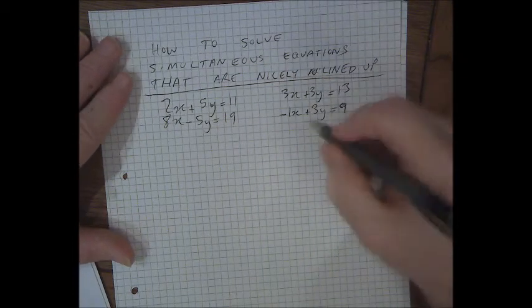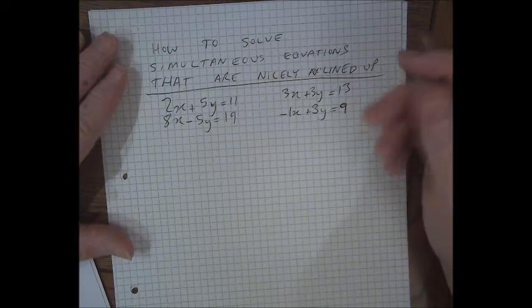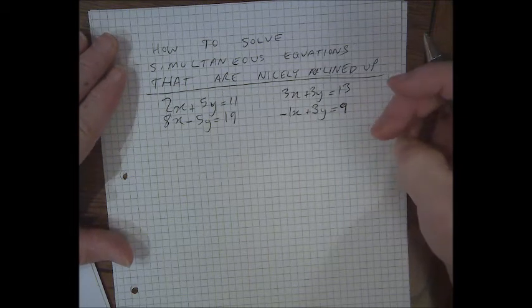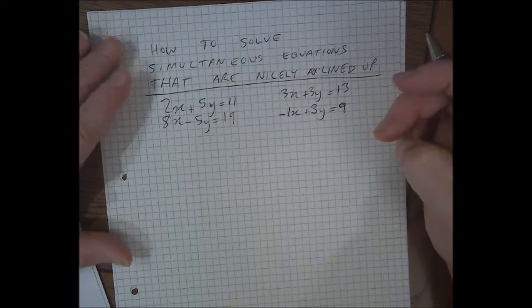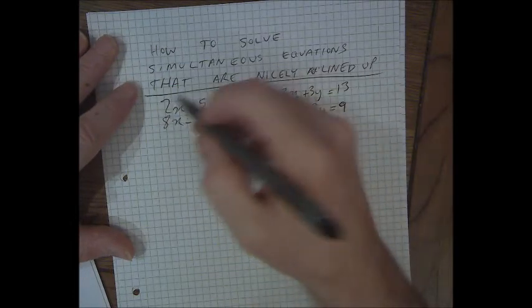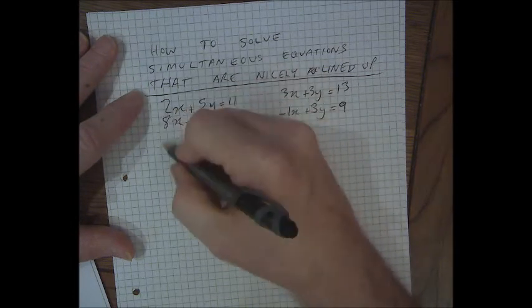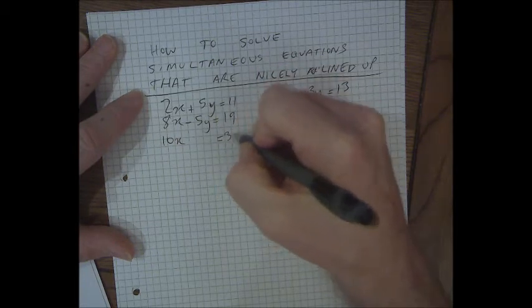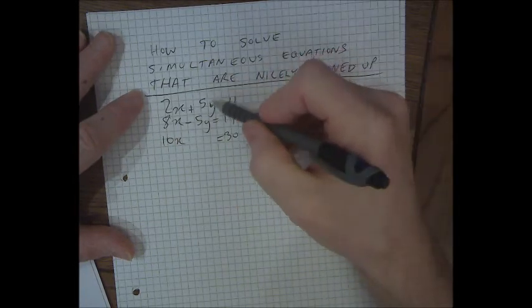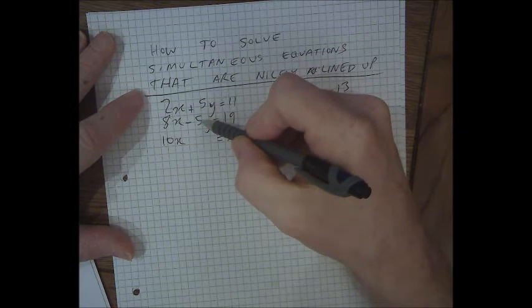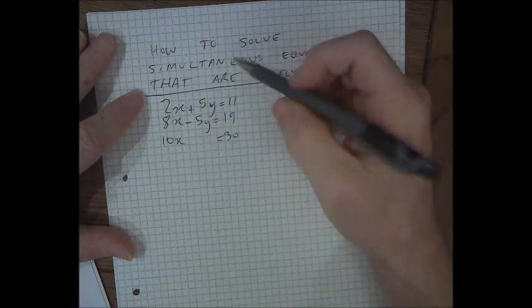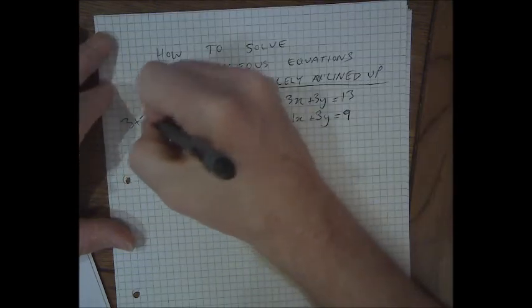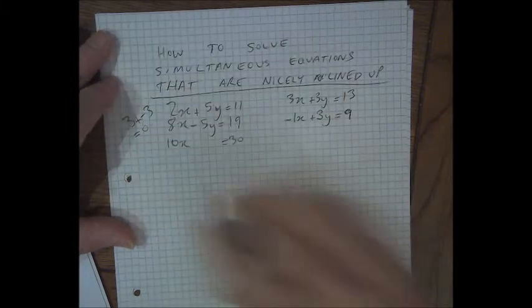The reason why this is a wonderful situation is because often you can capitalize by doing three additions or three subtractions. In this case, I'm going to do three additions. 2x plus 8x is 10x. 11 plus 19 is 30. And here's the wonderful part. 5y plus negative 5y has to be blank. It has to be 0, because if you add anything to its own negative, you just get back to the center of the number line.